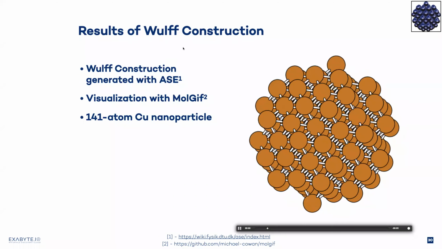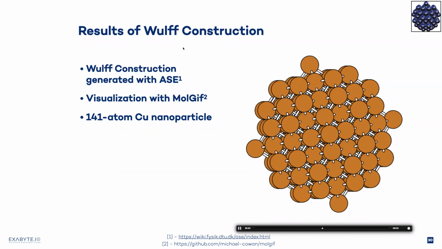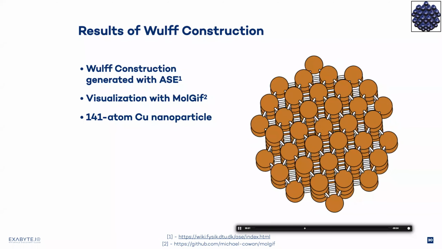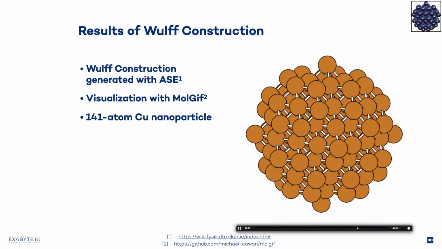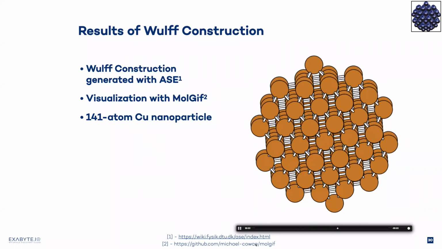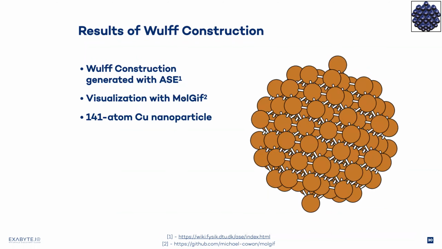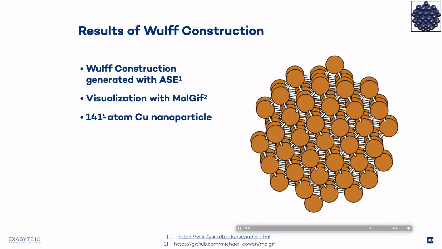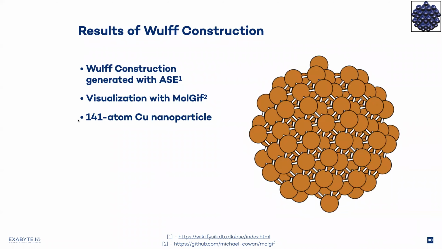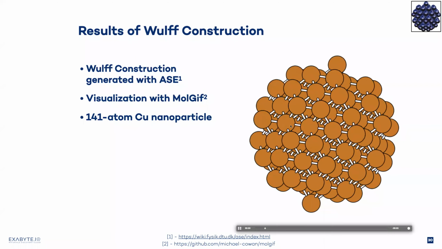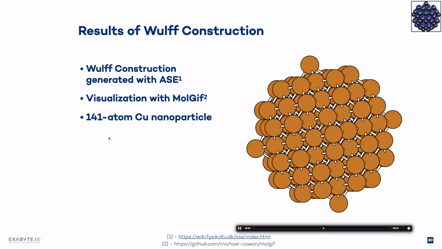And then here's the results of our Wulff construction that was generated in ASE. It's actually the same structure that we were using up here. And here's just a rotating image of it. I actually made this visualization using MolGIF, which is just a really convenient way of making these sorts of visualizations. It ends up being 141 atoms as opposed to 147. So it's close to where I might expect something of this diameter to be.